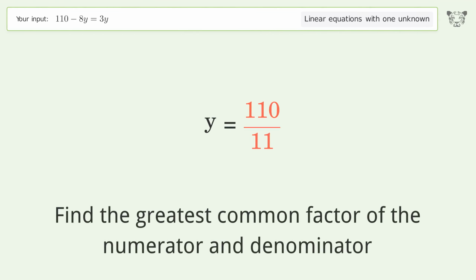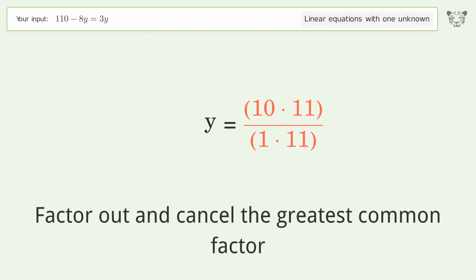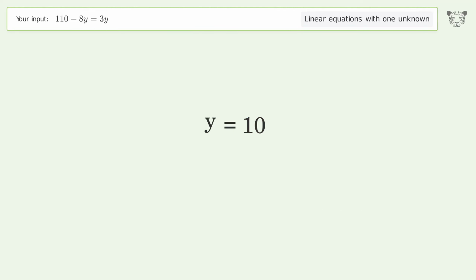Find the greatest common factor of the numerator and denominator. Factor out and cancel the greatest common factor. And so the final result is y equals 10.